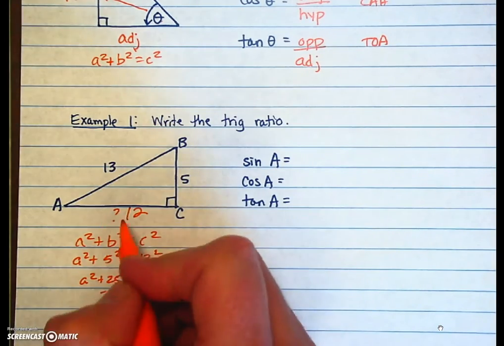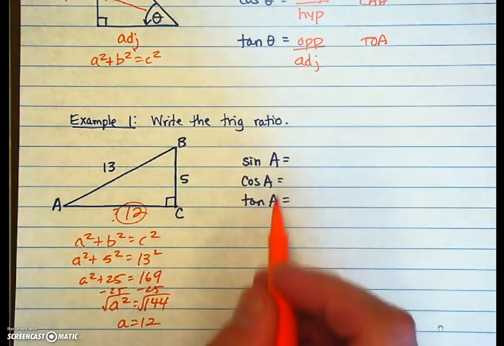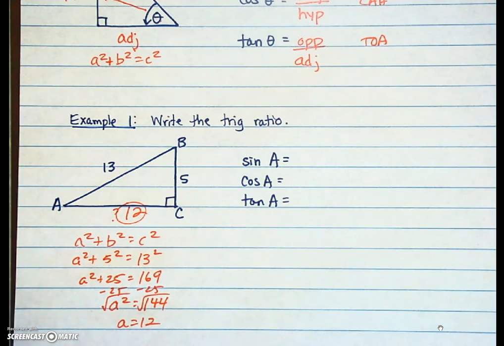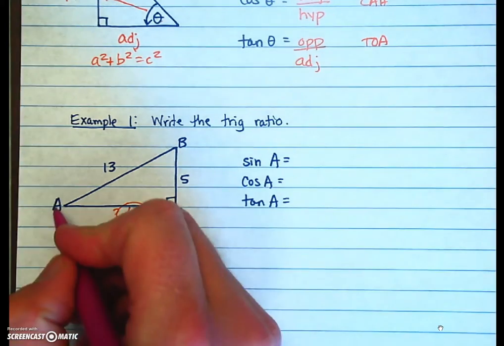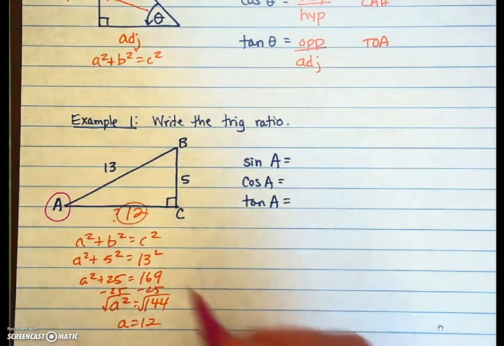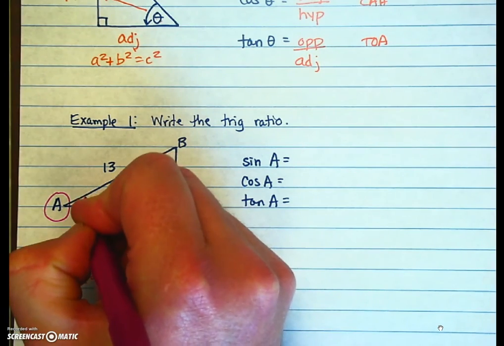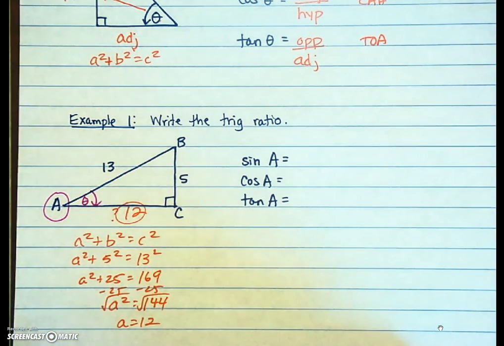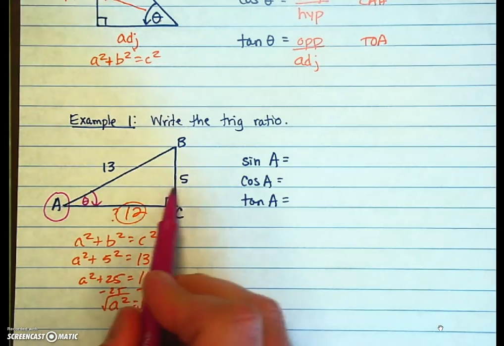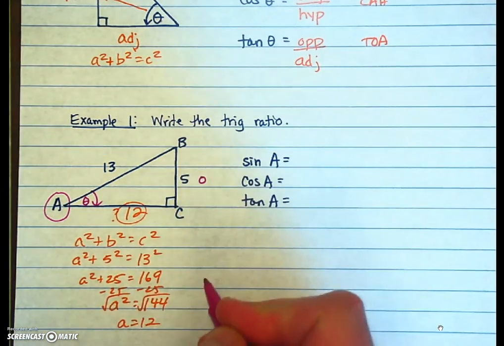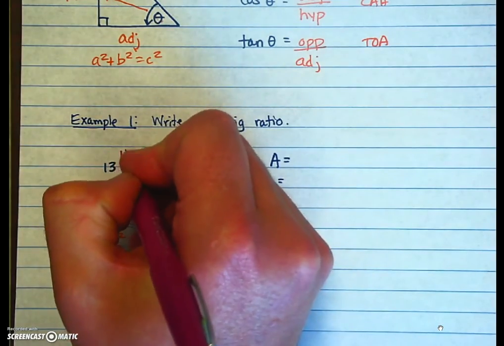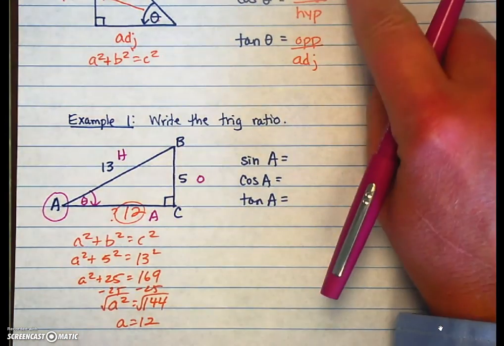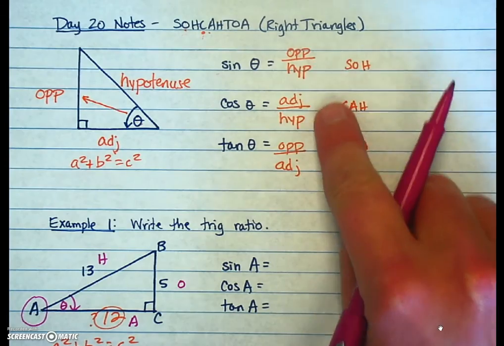So I now have all of my sides. So since I have all the sides, I can do my ratios. And here's how the ratios work. Notice it says the sine, cosine, and tangent of A. We're all using A. So here's the angle that I'm looking at, is angle A. So it's like my theta is down here in this corner. So if we're looking at our triangle, 5 is the opposite side, 12 is the adjacent side, and 13 is my hypotenuse. So now I'm just going to do exactly what the ratios say up here.